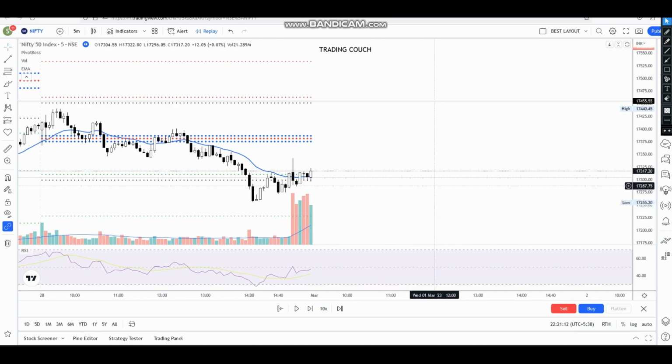Okay, without wasting much time, let's jump into the post-market analysis for today's trading session. That is the 1st of March 2023.